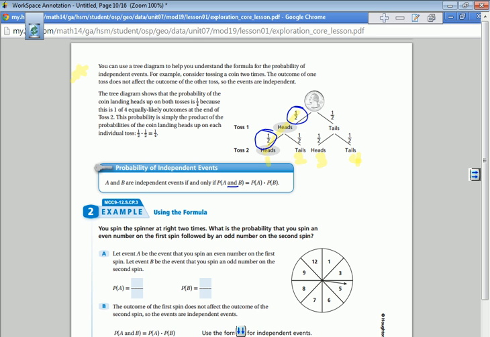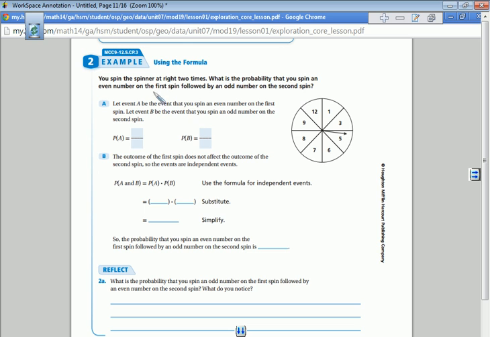Okay. Let's look at example 2. It says you spin the spinner at the right 2 times. What is the probability that you spin an even number on the first spin, followed by an odd number on the second spin? So let's just think about it for a second. Does spinning an even number on the first spin affect what I spin on the second spin at all? No. So we're thinking independent. Tomorrow we will prove, but right now we're thinking independent.